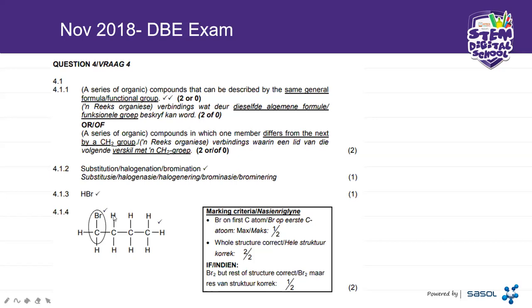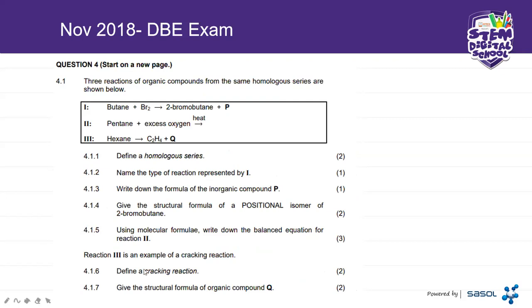Positional isomers have the same carbon skeleton and the same functional group, but differ from each other in the location of the functional group. Like I told you guys, because it said positional, you see before they gave us 2-bromobutane. So now it means the bromo, you can put it on position 1, position 3, position 5. That makes it a positional isomer.